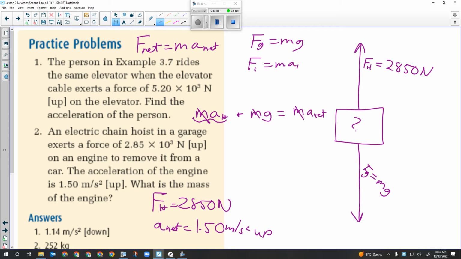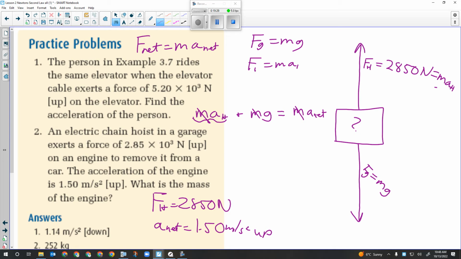Do I also know this number? Yeah. So if I know g and I know a net, can I calculate the acceleration this force would produce if it was by itself? Can that help me get the mass? It can, because 2,850 newtons equals mass times the acceleration of the hoist. So if I can find the acceleration of the hoist, I already know the force of the hoist. I can use that to get the mass.